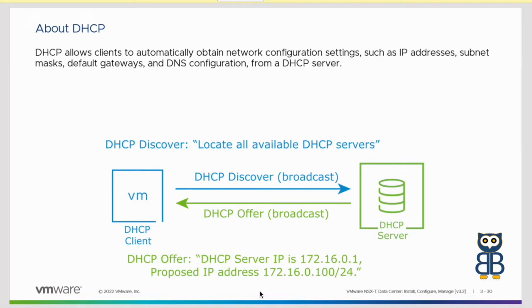NSX can act as a DHCP server. Or if you say, hey, we have a DHCP server outside, we don't want NSX to do any IP assignments, we just want NSX to act as a relay in between. So we can tell NSX, if you hear a DHCP broadcast, you just relay that message to this external DHCP server. So both ways you can set it up.